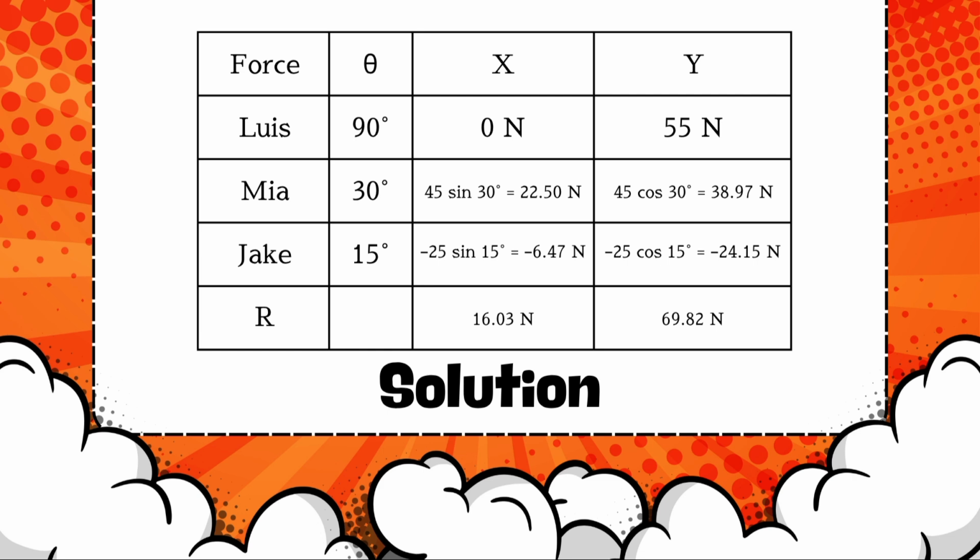We get Rx equals 25 sine 15 degrees, which is equal to 6.48 west, and Ry equals 25 cosine 15 degrees, which is equal to 24.15 south. Adding all x components, we get 16.02, and adding all y components, we get 69.83.